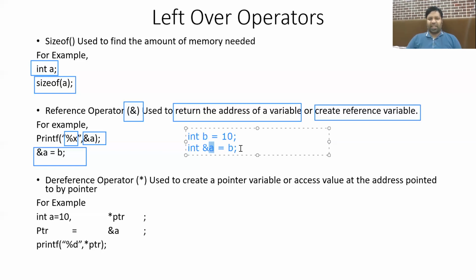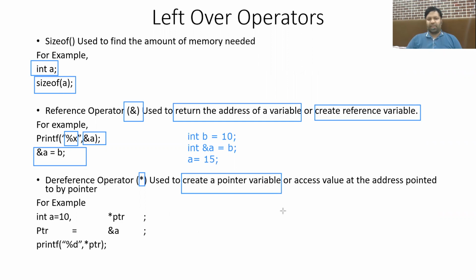Now if I change the value of a to 15 and try to print the value of b, it will print 15. Why? Because a and b both point to the same memory location. The last type of operator is called the dereference operator, the asterisk sign. What is the use of the dereference operator? It is used to create a pointer variable.